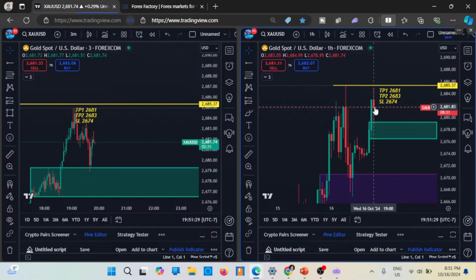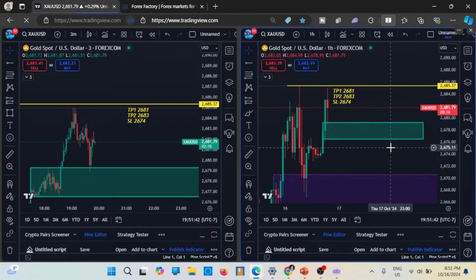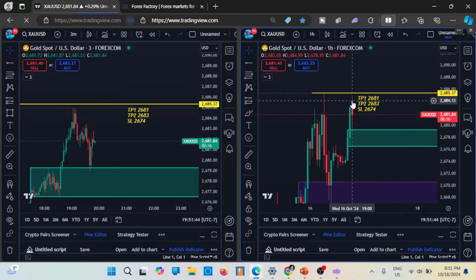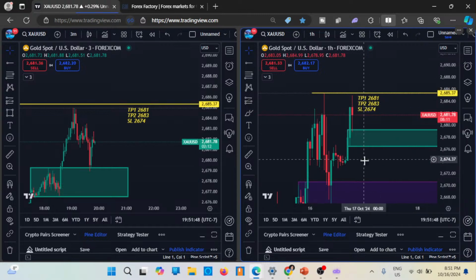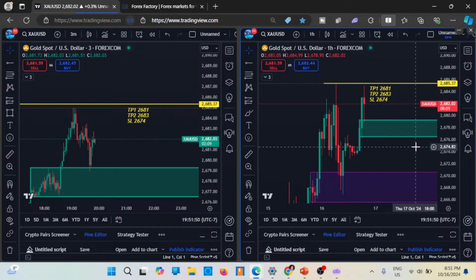If this 1 hour candle closing is bearish, this is going to send the price back down to 26.73, 26.76, around there. So we could look for a sell opportunity once this 1 hour candle closes bearish. There's about 8 minutes left for that to happen.